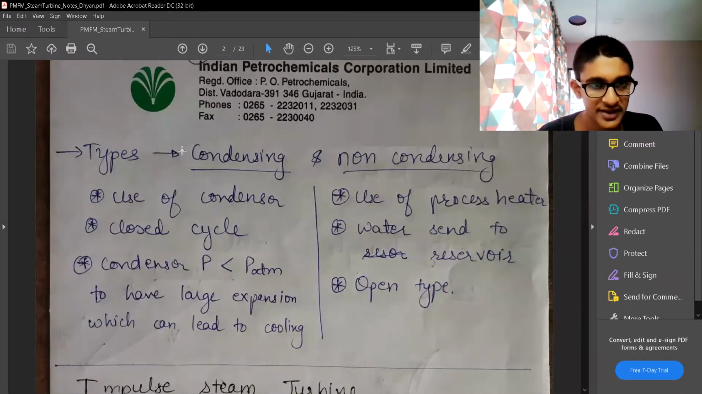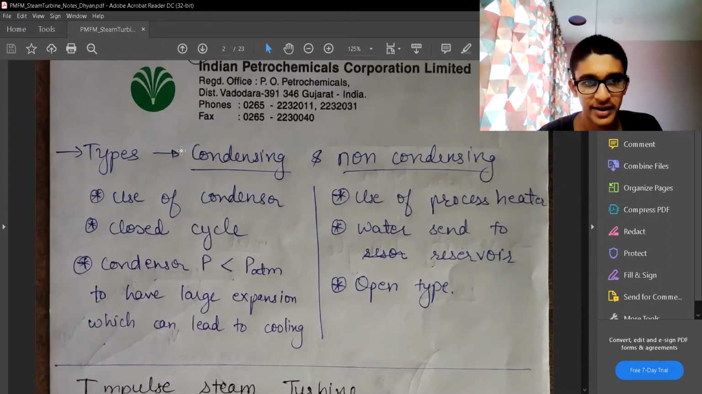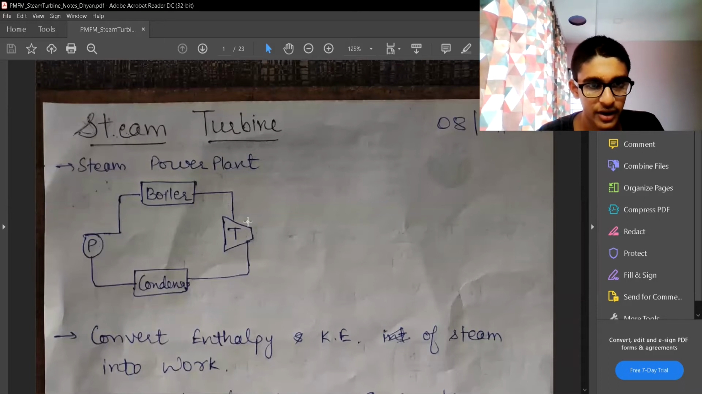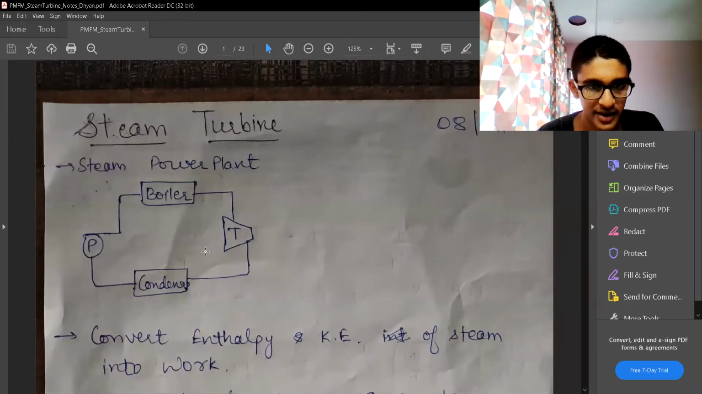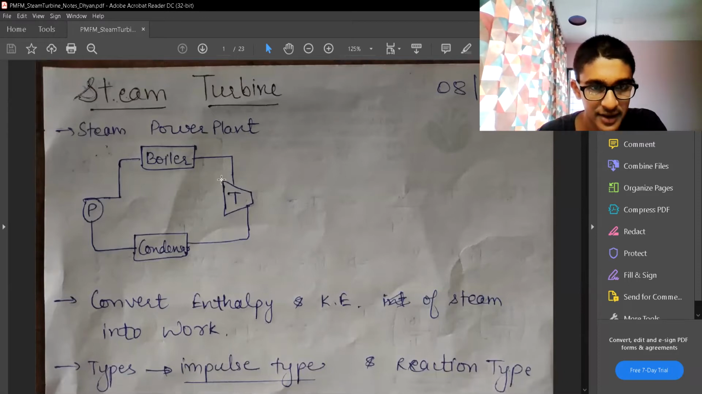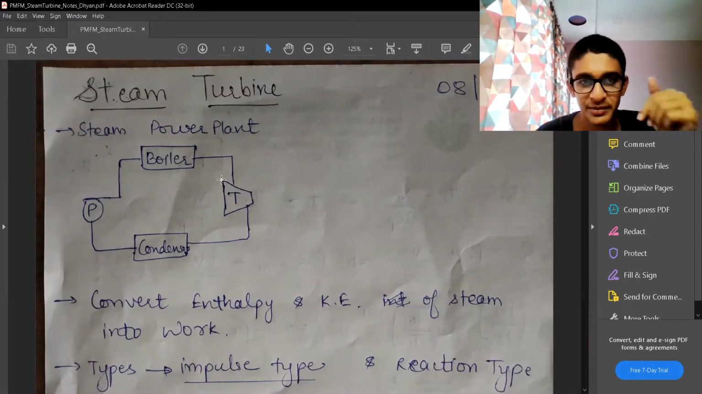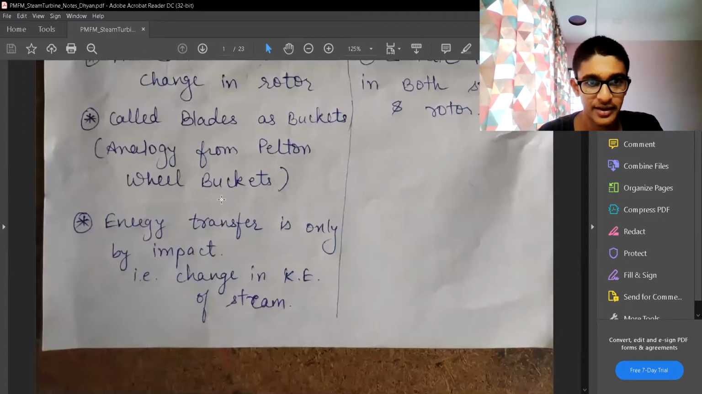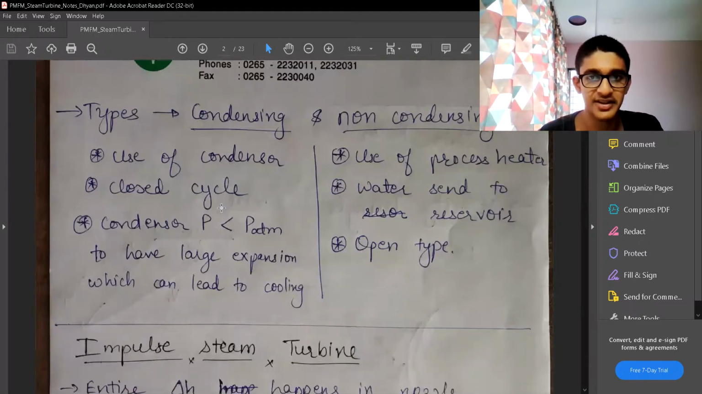And the other difference is condensing type and non-condensing type. This will mean that we need to use a condenser, or it is going to condense the steam in the turbine itself. But if the steam is going to condense in the turbine itself, the rotor blades must be such that it's okay for them to handle liquid. Otherwise, they can have devastating results.